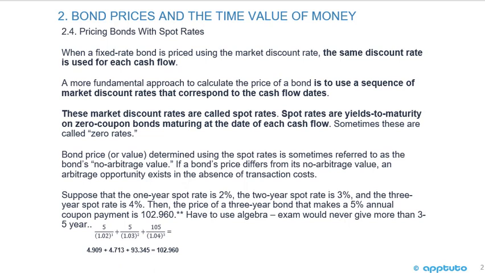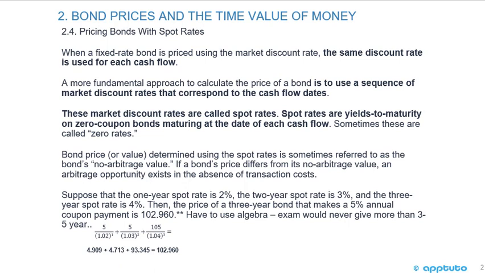When a fixed rate bond is priced using the market discount rate, the same discount rate is used for each cash flow. A more fundamental approach to calculate the price of a bond is to use a sequence of market discount rates that correspond to the cash flow dates. These market discount rates are called spot rates. Spot rates are yield to maturity on zero coupon bonds maturing at the date of each cash flow. Sometimes these are called zero rates.